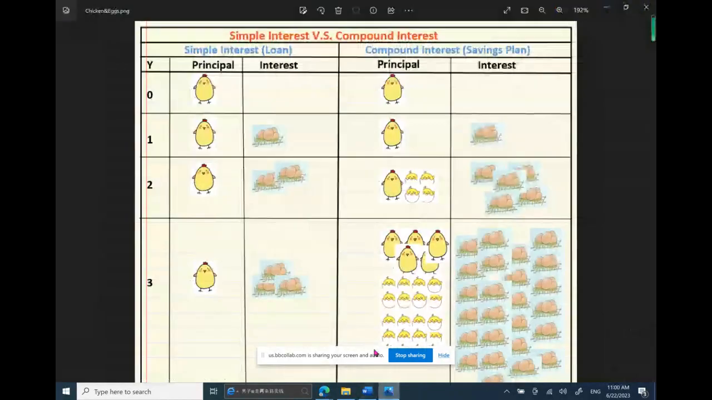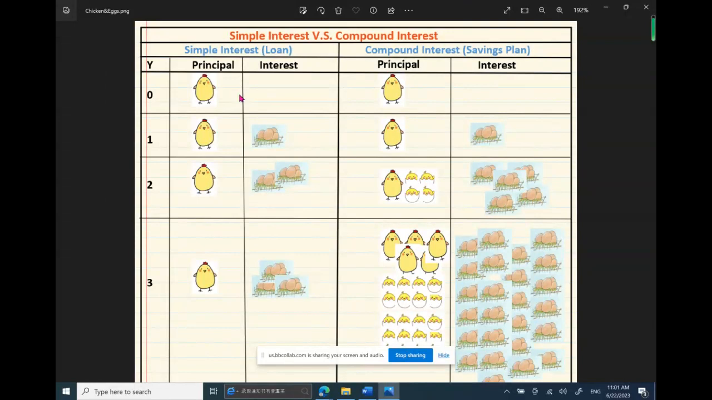In my table now, I have simple interest and compound interest, the comparison of the two important types of interest. On the left side, we have simple interest. Simple interest in the real world normally applies to loans: your auto loan, your home loan, your student loan. The interest of those loans is simple interest.